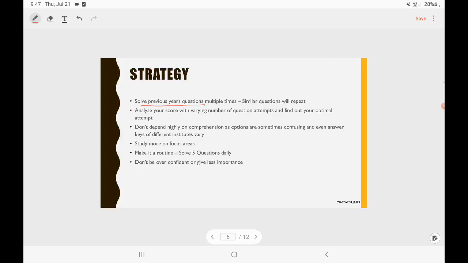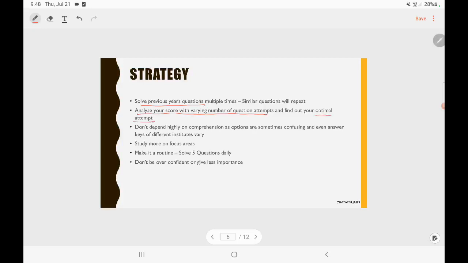Okay. Now, secondly, you need to analyze your score with varying question attempts. It means that if you are attempting 30 questions, you will get some mark, right? If you are attempting 35 questions, your mark might change. If you are attempting 40, your mark might change again. So you need to find out your optimal attempt. But if you are really confident, if you are good in maths, you don't need to worry about it. Others need to find their optimal attempt.